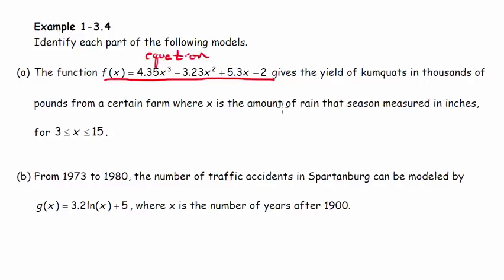Perfect. Alright, now we need to describe the output. What is this F? Well, this function gives the output, which is the yield of kumquats, and our units are 1,000 pounds. So this is my output.